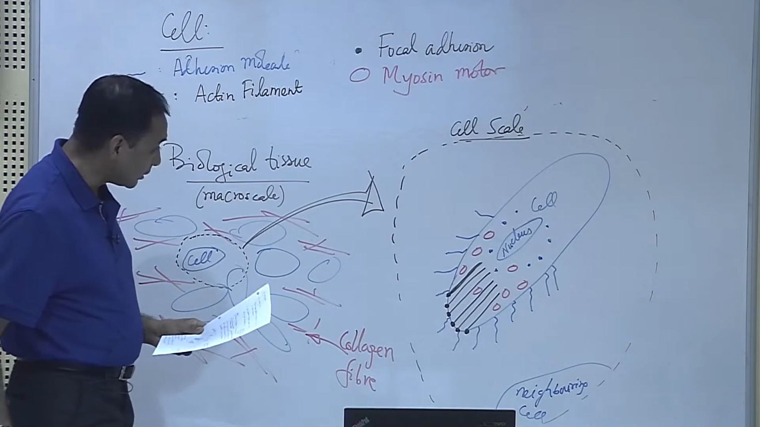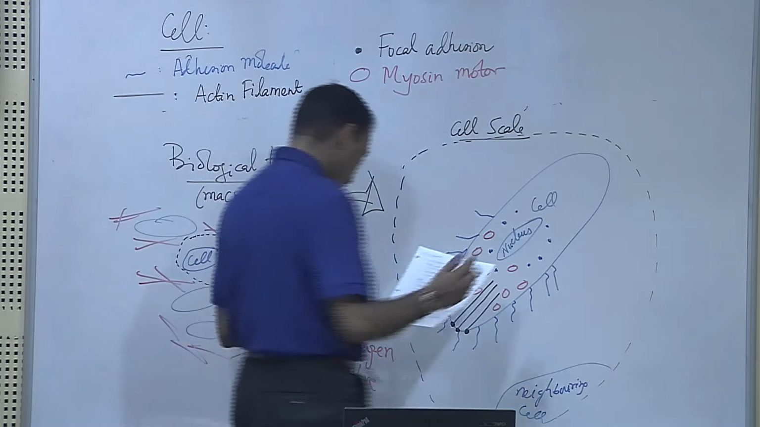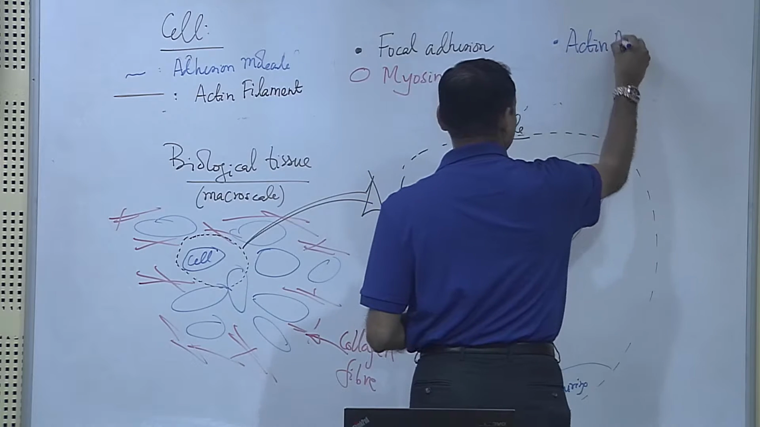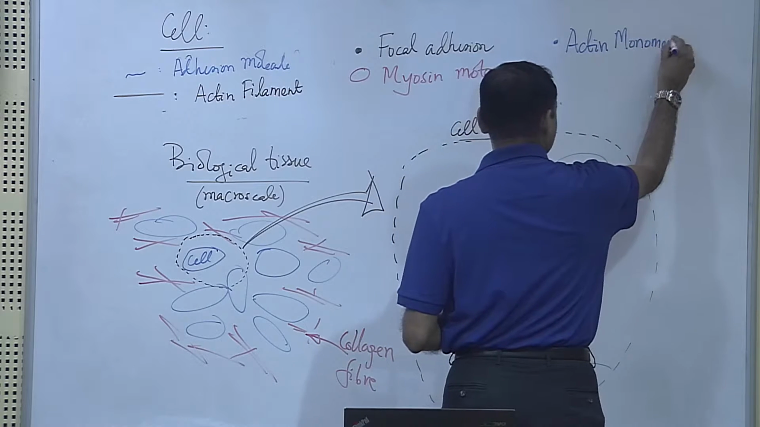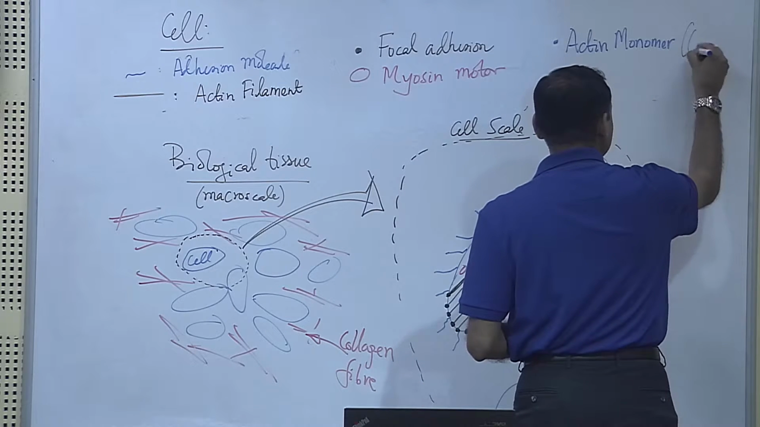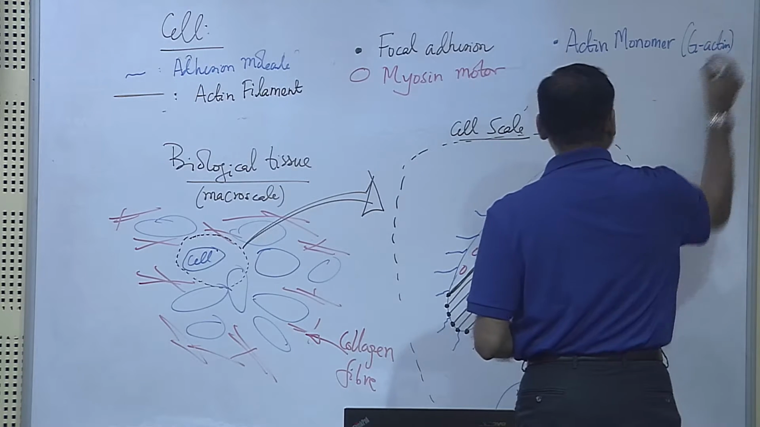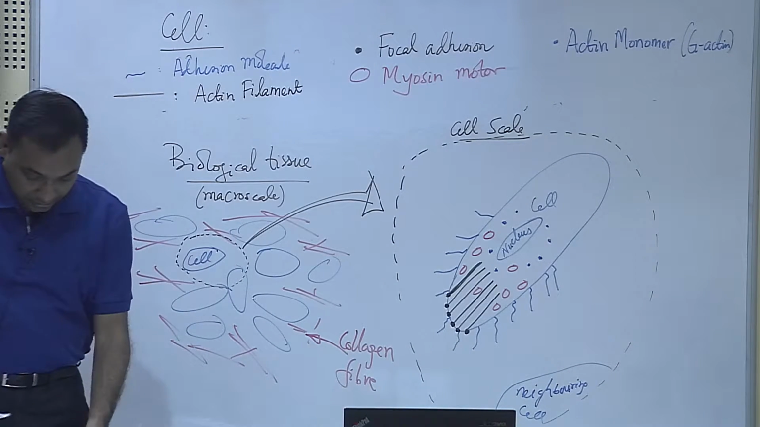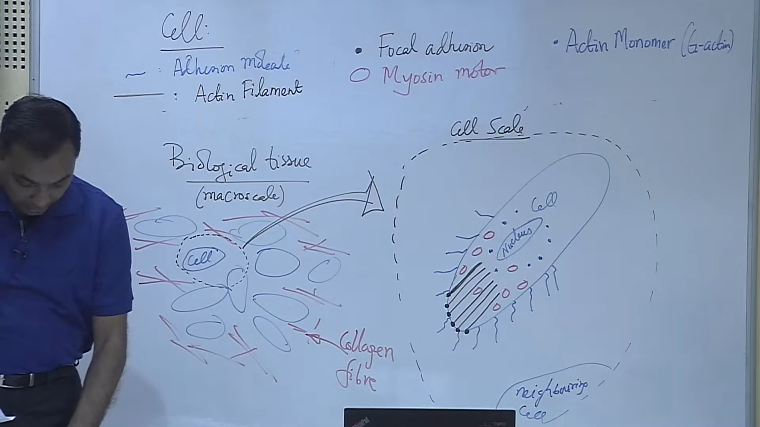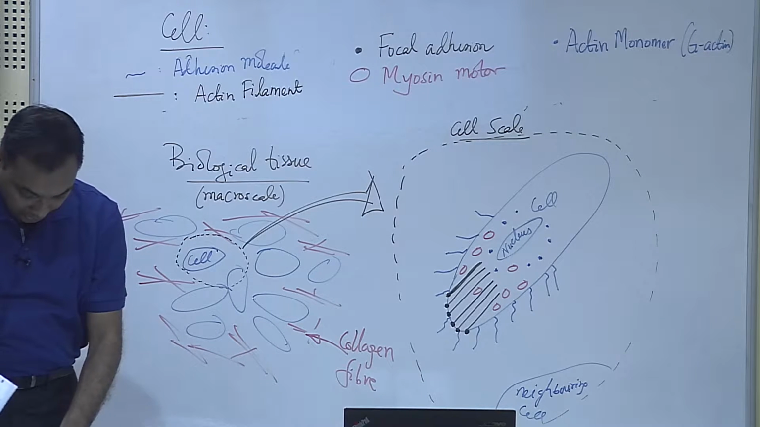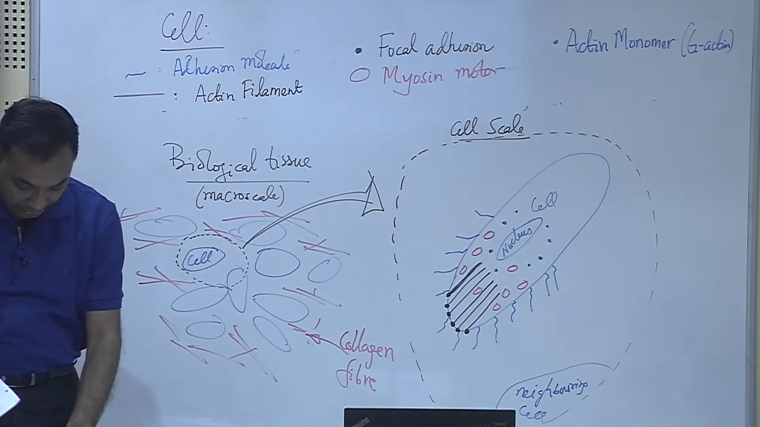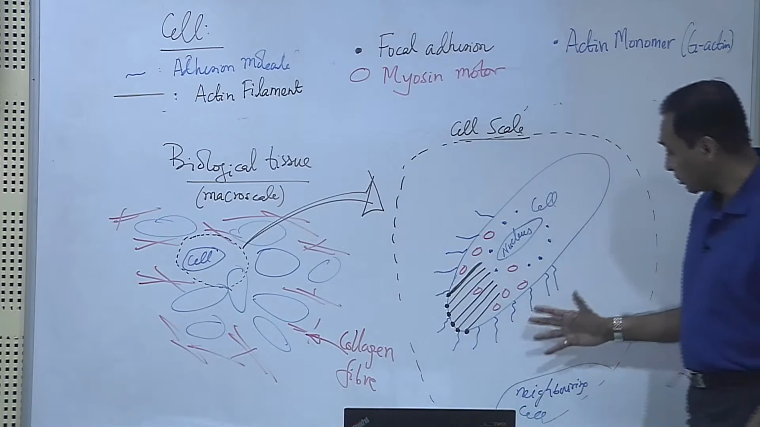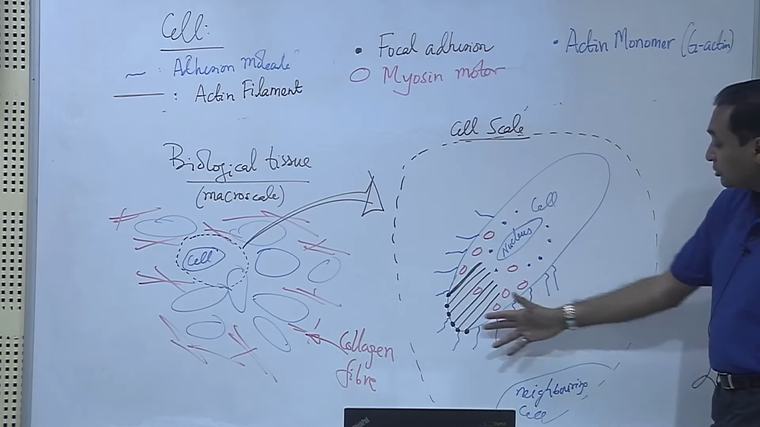And then the blue dots are the actin monomer. A good example would be a G-actin molecule. So, this is typically how the cell, or in the case where there are multiple cells, you will have a structure of this nature. A cell will interact with other cells through these mechanisms.